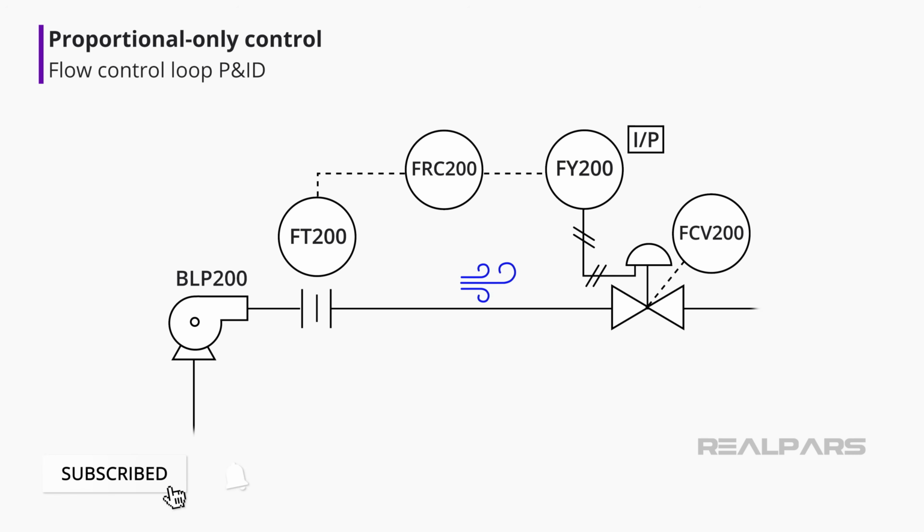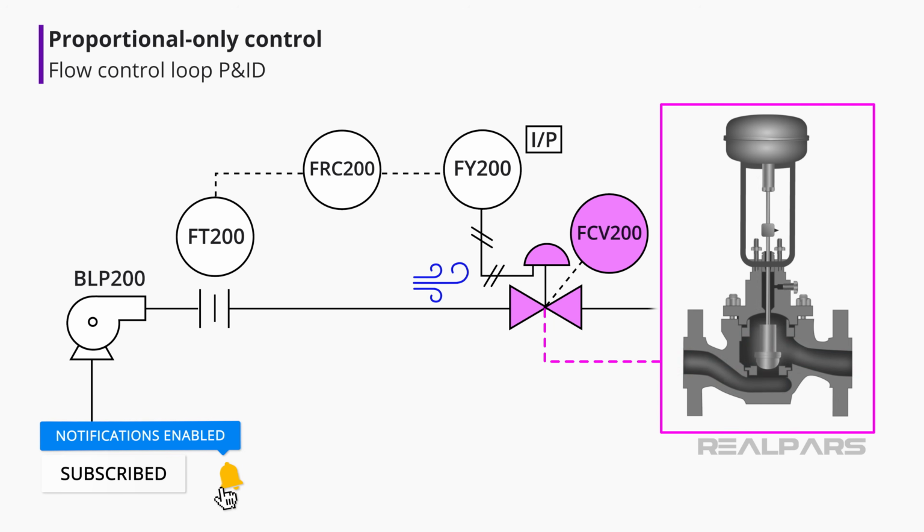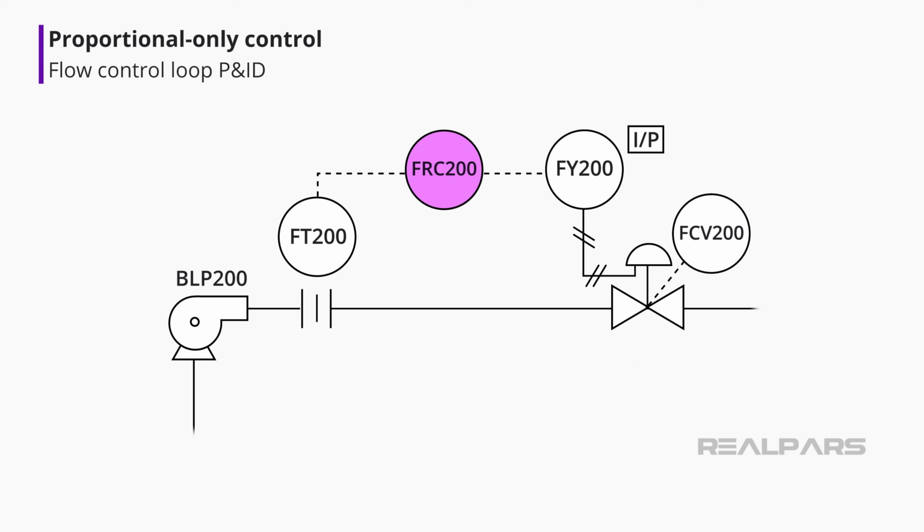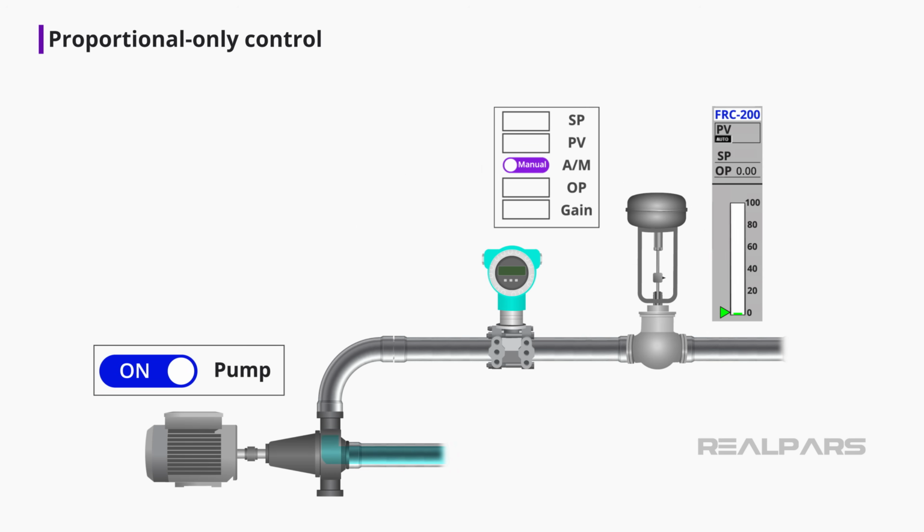The flow is manipulated by the pneumatic final actuator FCV200. The controller FRC200 produces an electrical signal that operates the pneumatic final actuator through a current to pressure, or I to P, converter FY200. The differential pressure transmitter FT200 sends an electrical signal representing the flow rate to the controller. And now, let's look at an animation of the flow loop in operation.